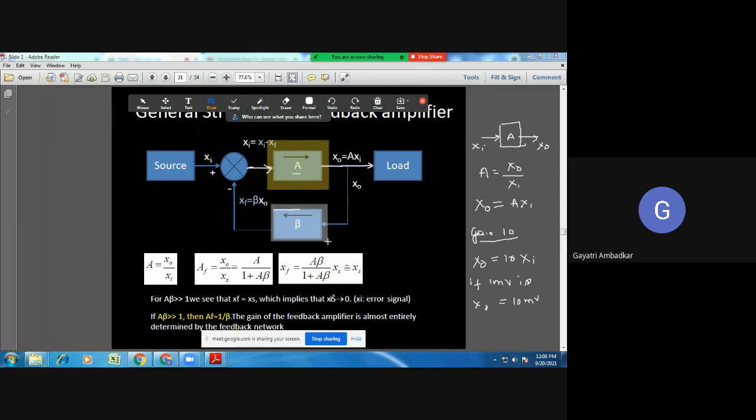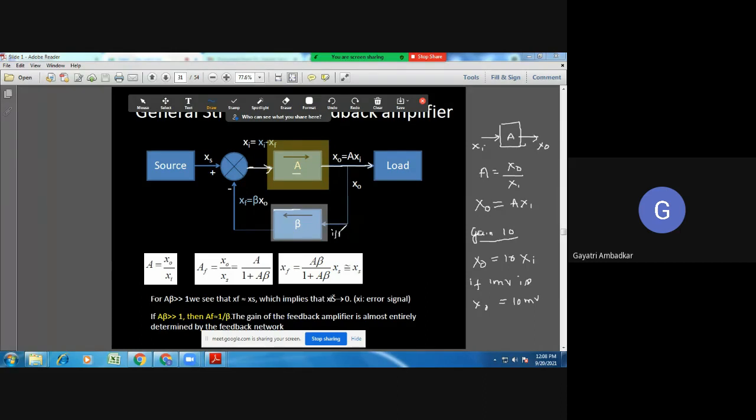So, now another block comes. This is called the feedback network. Like A is the gain of the amplifier, beta is the gain of this feedback network. What is beta? Beta is the gain of this feedback network. Okay.